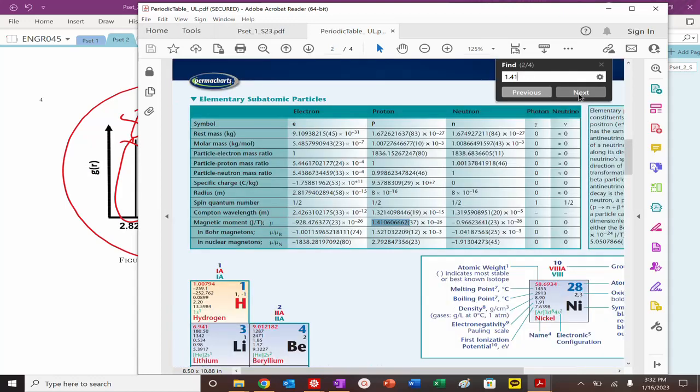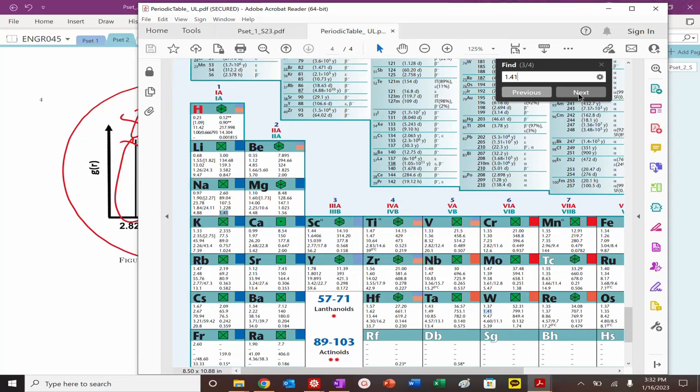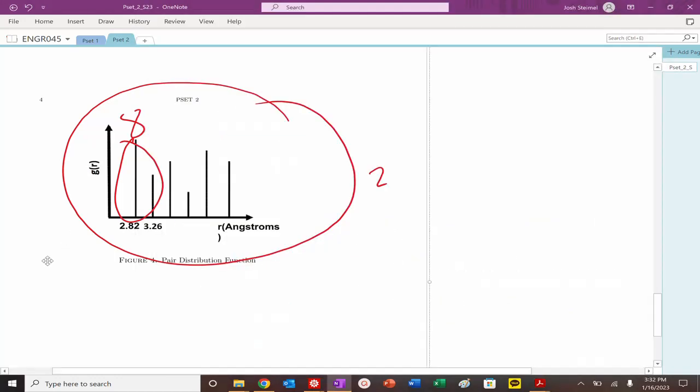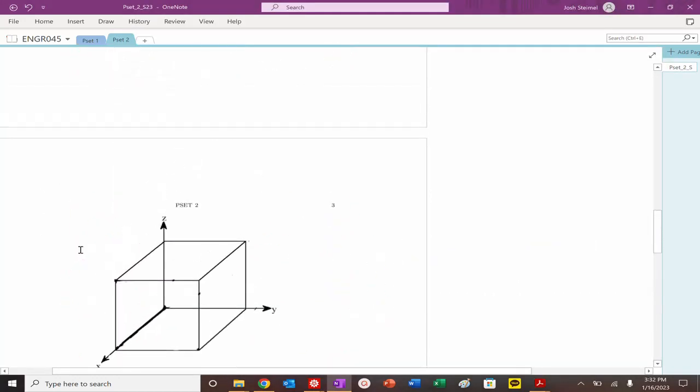So gallium's not going to work. Nope. Nope. Where's our next one? Ah, tungsten. There it is. That's our value. So we are working with tungsten.